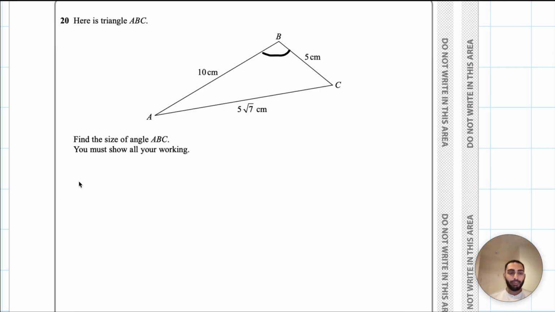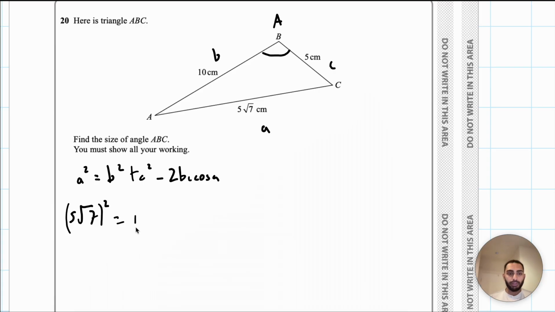be using my cosine rule, which is a squared is equal to b squared plus c squared minus 2bc cos of A. The first bit is just Pythagoras, and then this bit is just a little bit added on to the end. I'm going to label my sides. Because this is the angle that I'm trying to find, I'm going to label this as A. The side opposite to it will be a, and the other sides don't really matter. I can label that as b and that as c. A squared, so I need a, 5 root 7, that's been squared, is equal to b squared, so 10 squared, plus c squared, 5 squared, minus 2 lots of b and c, so times by 10 times by 5, cos of A, which we're trying to find.